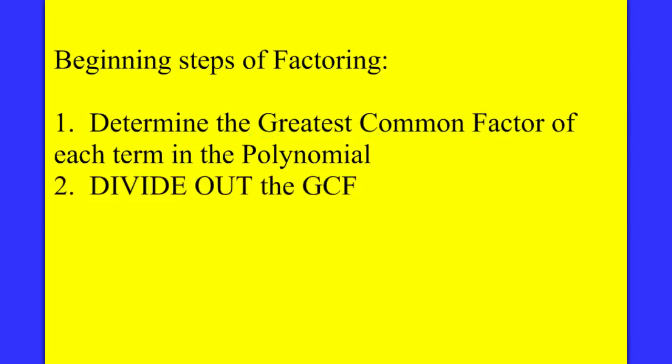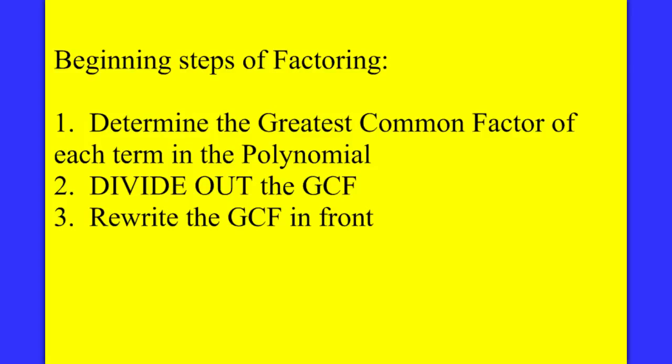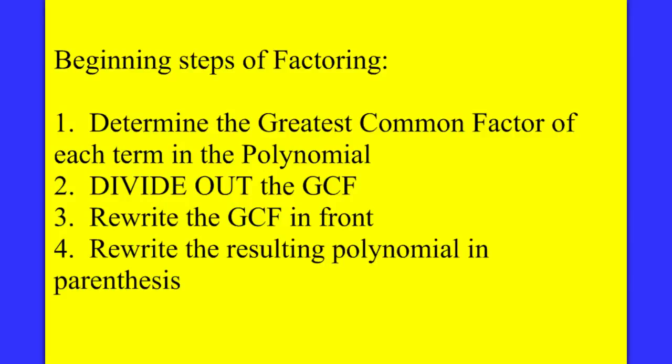Step 2, after you've done that, you then have to divide out that term from the polynomial. So you find the GCF in step 1, and then you divide that thing out. The third thing you're going to do is rewrite the greatest common factor in front, because you've divided it out. It's going to be multiplied back later, and that'll make sense when we look at an example. You rewrite the greatest common factor in the front, and then you rewrite the resulting polynomial in the parentheses, and that gives you the factored form of that polynomial.